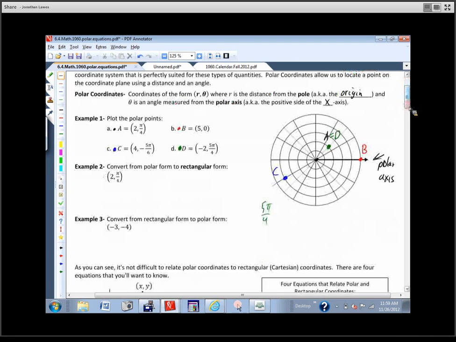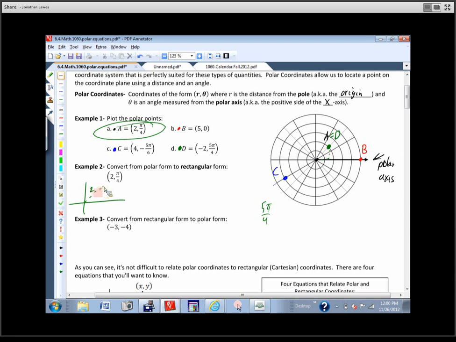Okay, so the next thing we want to be able to do is convert from something we're familiar with, rectangular coordinates, or we'll call them Cartesian coordinates, into polar coordinates and vice versa. So this one says convert from polar to rectangular form. Let's take this point right here, and we want to convert it to rectangular form, or in other words, we want to give it x and y coordinates, because I could locate this by going over this far and then going up that far.